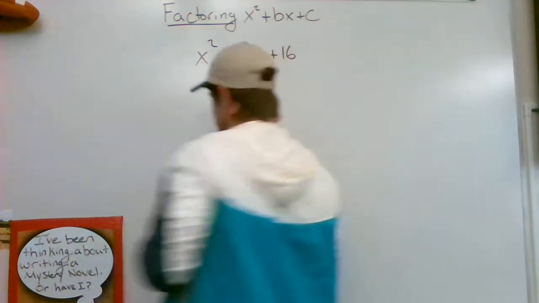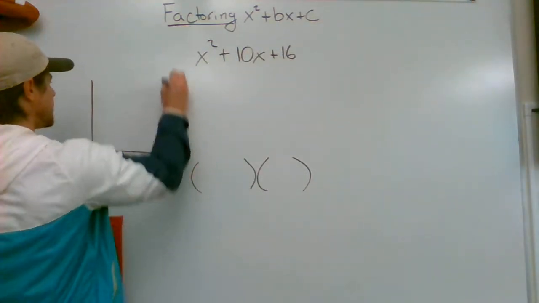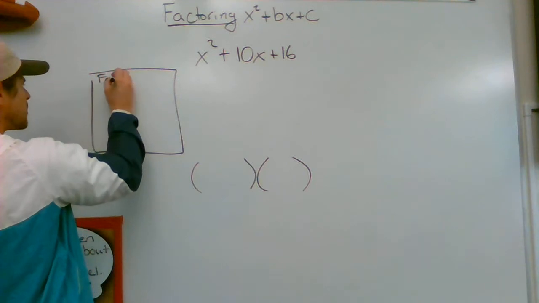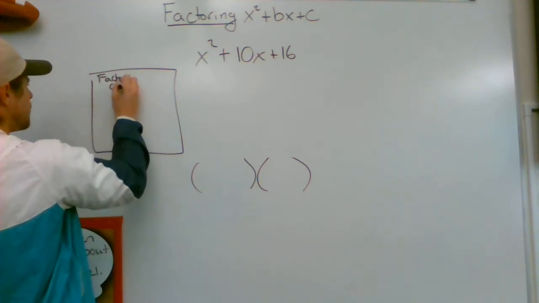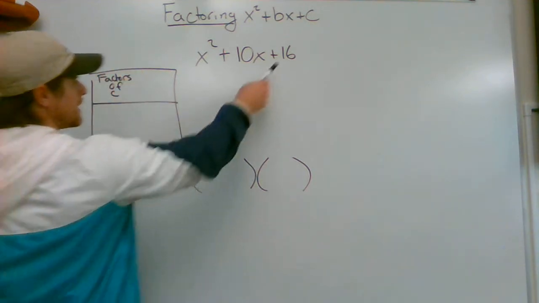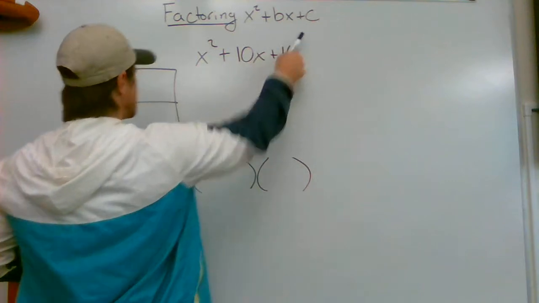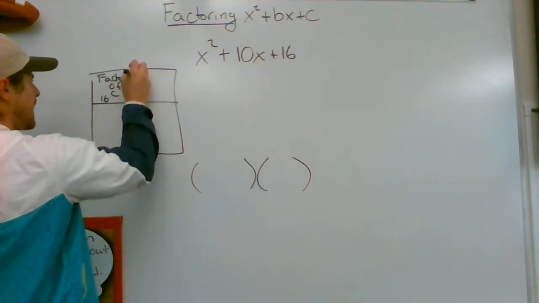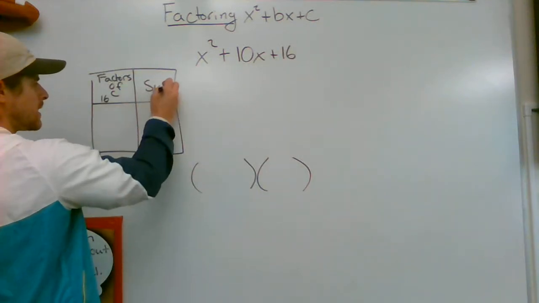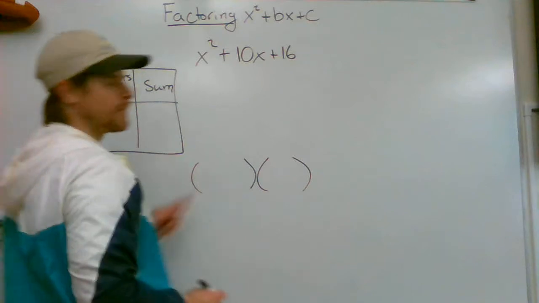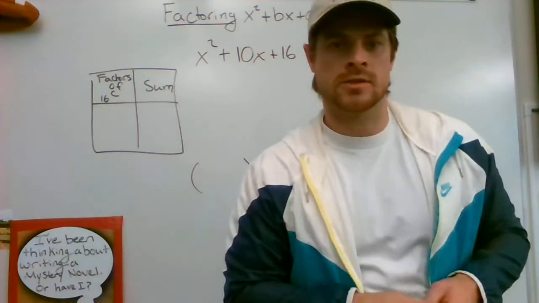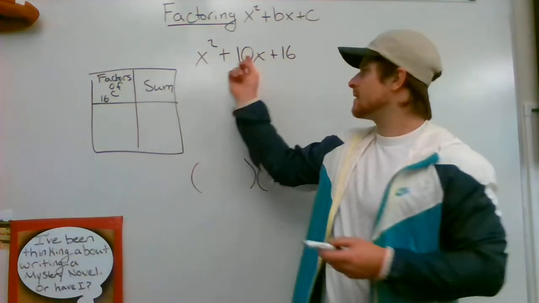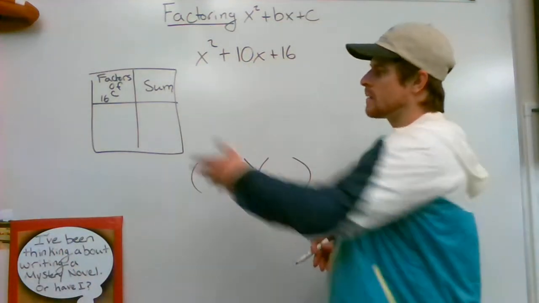So step one is make a table. And in that table, you are going to list out your factors of c. And in this case, our c value is 16. So what are our factors of 16? And then we're going to add them together and hopefully find two factors that would add together to make the 10, the b in the middle.